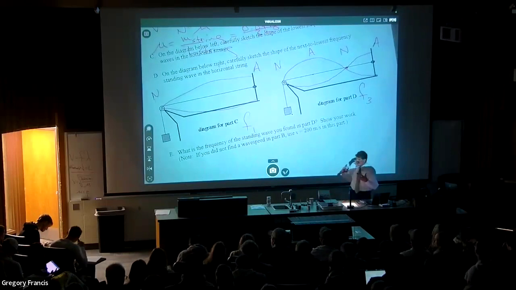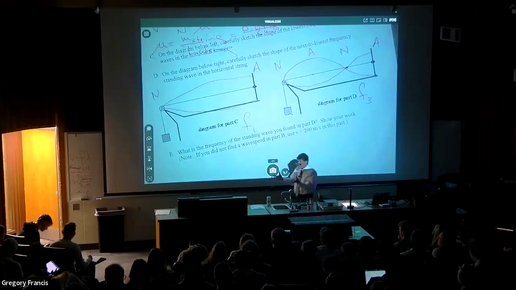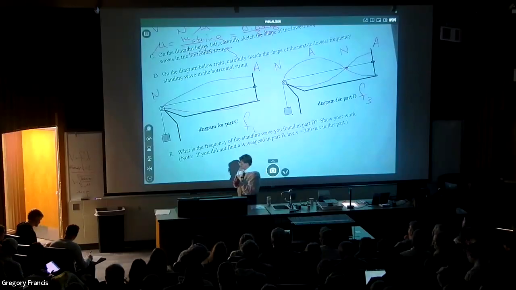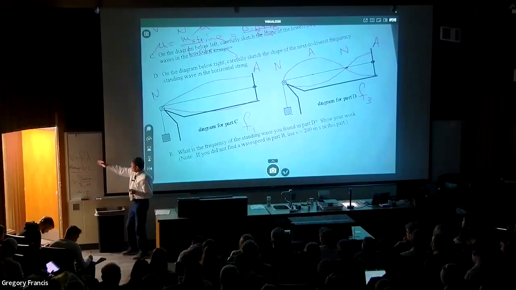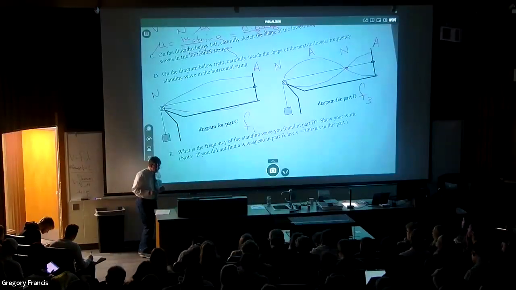E asks us for the frequency of the standing wave that we drew in part D. Now, again, I can't draw a frequency. I can hear it, but I can't draw it. And so I'm going to have to use the wave equation to get that frequency.